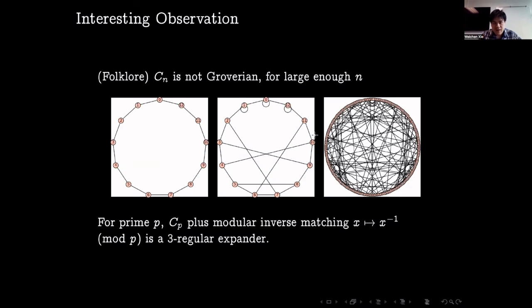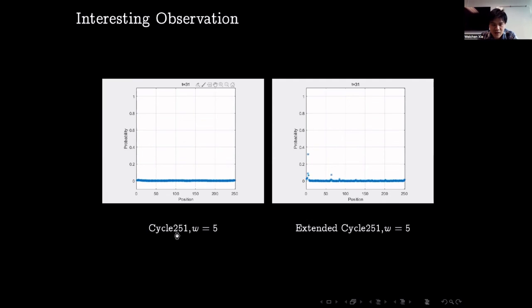And finally, we have an interesting observation here. It is said that the cycles are not covariant for large vertices. And we actually prove this statement rigorously in our arXiv preprint. Even though the cycle cannot be covariant, if we add crossing edges by joining the modulo inverse, then it becomes a three-regular expander and it becomes covariant. So we have a simulation like this. On the left-hand side, we have a cycle of 251 vertices with the target vertex at number 5. We can see the probability or amplitude can barely move. It's almost just hovering at 0 all the time.